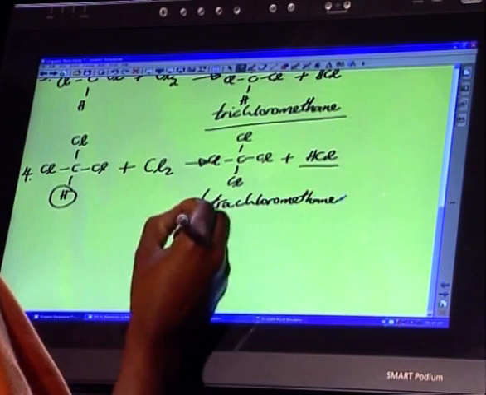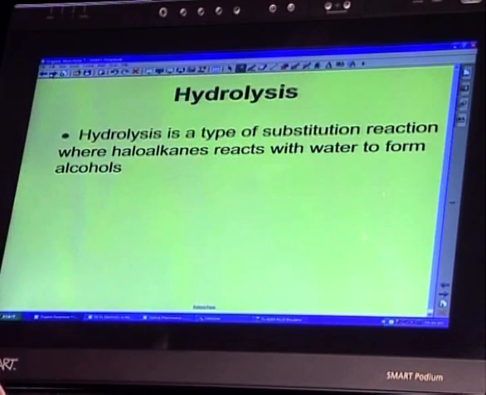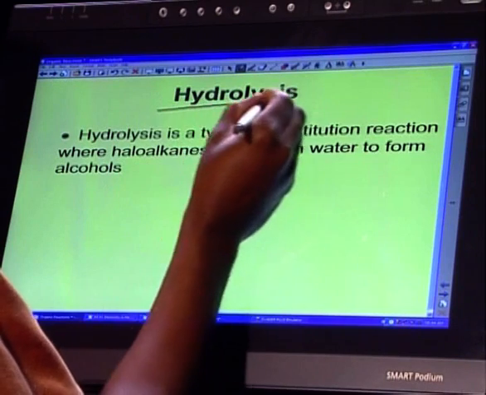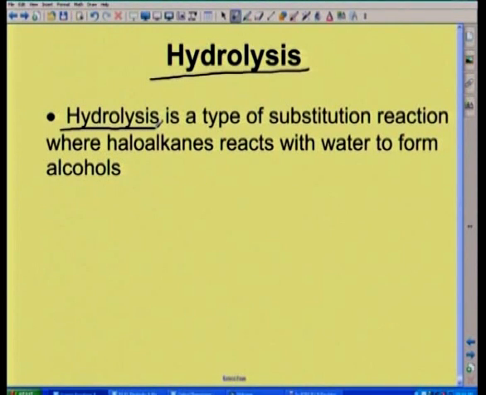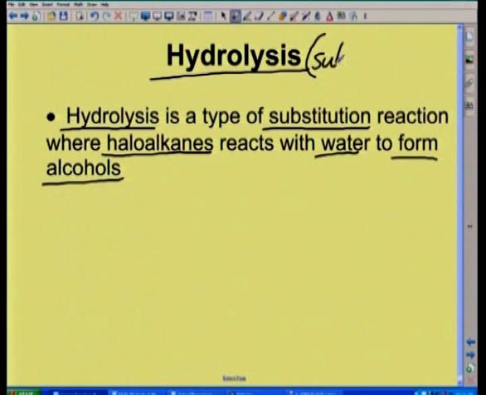Okay, now I think this helps us to understand clearly what substitution reaction is all about. So you are replacing something by another. That is substitution in short. Right, let's move on. Let's now talk about hydrolysis. What is hydrolysis? Hydrolysis is a type of substitution reaction where haloalkanes react with water to form alcohols. So you've got hydrolysis as a form of substitution.